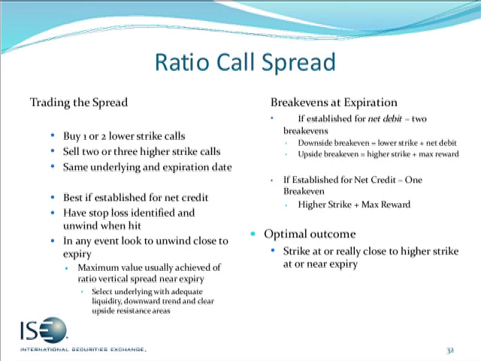Established for a net credit, there's only one break-even: the higher strike plus the maximum reward. Your optimal outcome is really close to the higher strike at or near expiration.